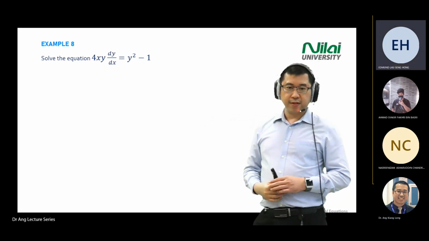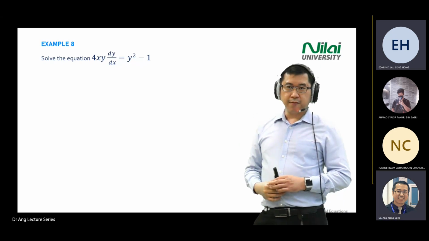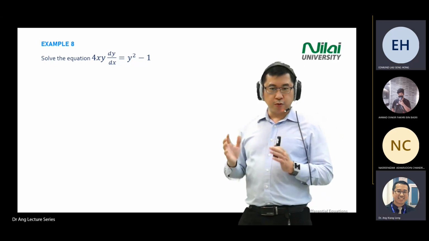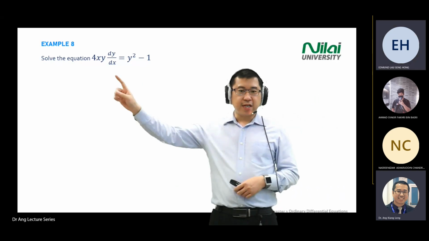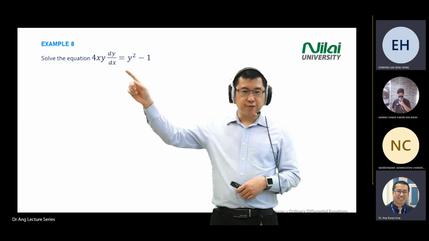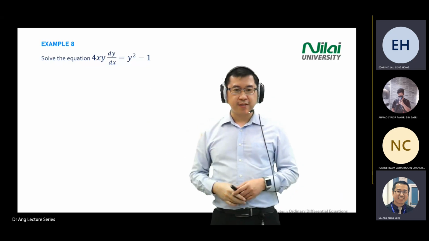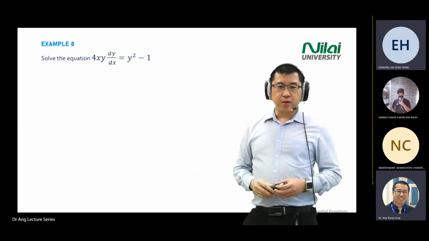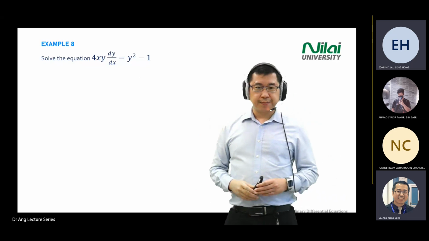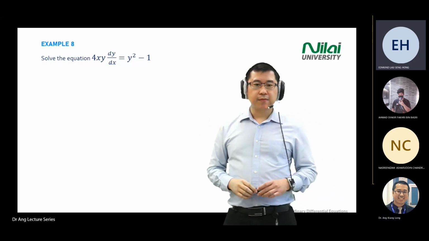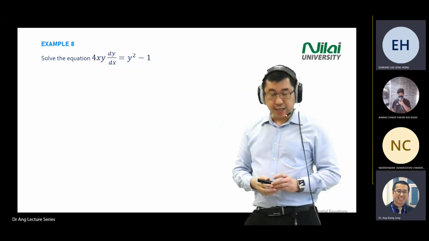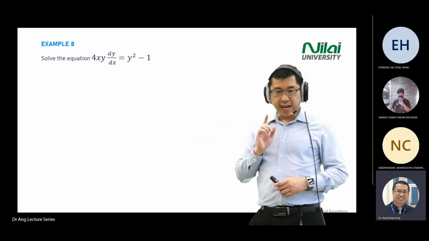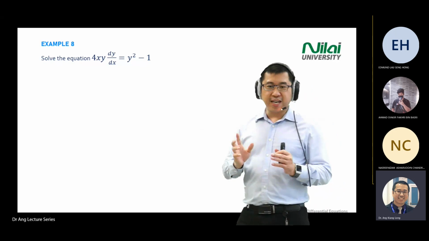dy/dx, different equation. Okay, first step is you put your dy/dx on one side first. Okay, now Edmund, what is dy/dx? Solve for dy/dx for me first. dy/dx equal to what? y squared minus 1 over 4xy. Divided by 4xy. Correct.